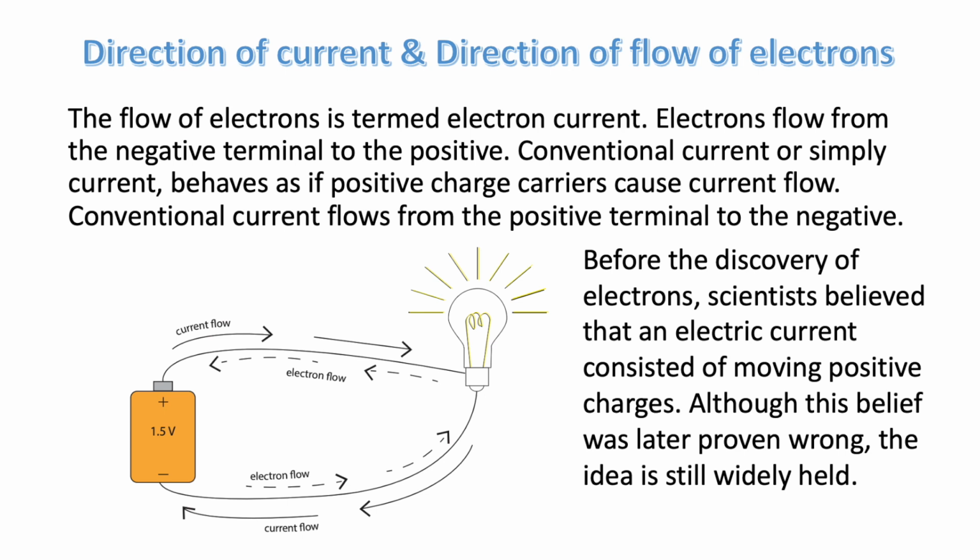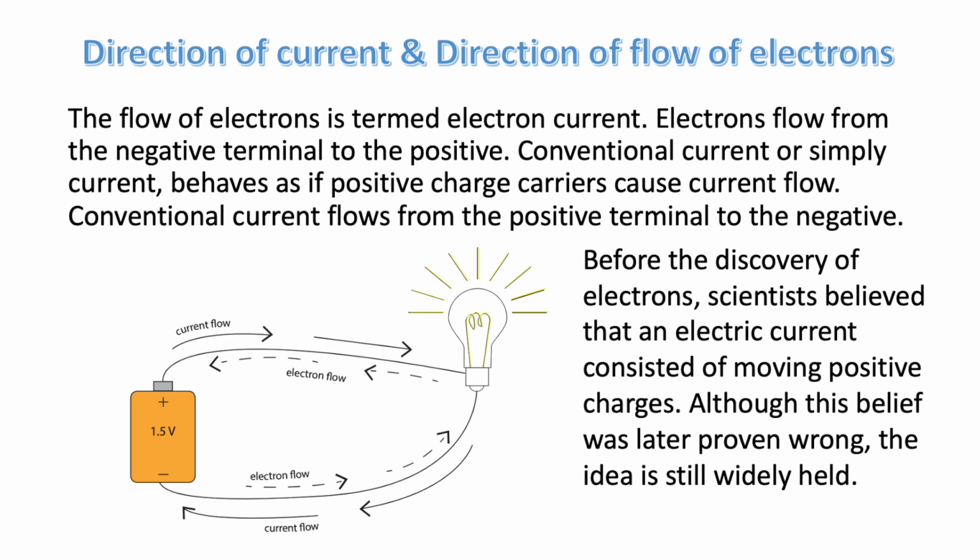Direction of current and direction of flow of electrons. You are familiar with electrical circuits. So whenever you look at the diagram, you can see the direction of electricity is shown using an arrow mark from positive terminal to negative terminal. But we already know that the flow of electricity is due to electrons. The flow of electrons is termed as electron current. Electrons flow from the negative terminal to the positive.